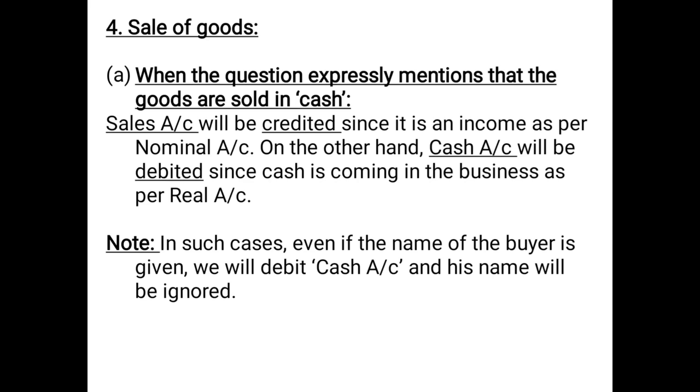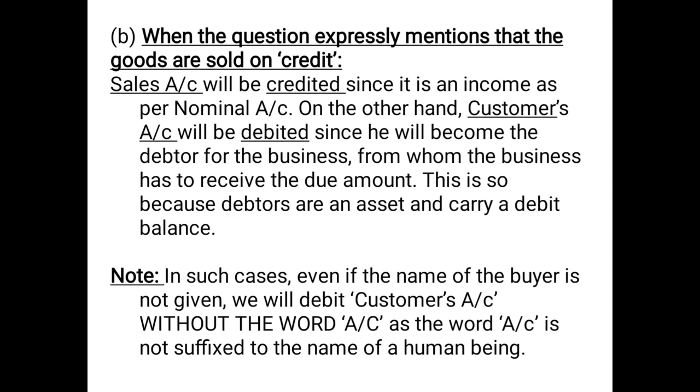So you have nothing to do with the person's name. Moving ahead, case B. When the question expressly mentions that the goods are sold on credit. Now what will be the effect of this? As we have already discussed, whenever the goods are sold on credit or cash, irrespective, the sales account will always be credited because it is an income for the business, and we know that income carries a credit balance.